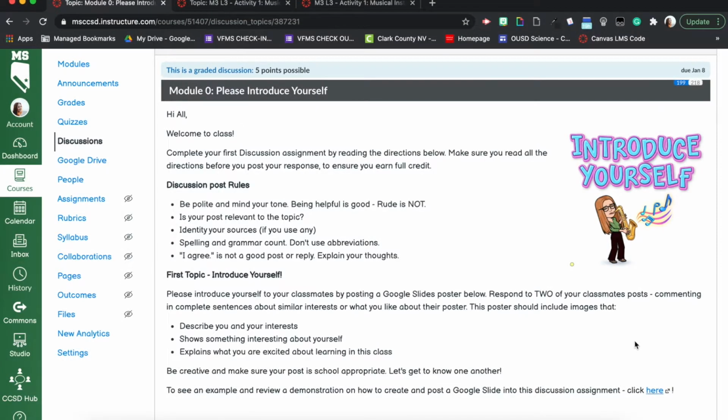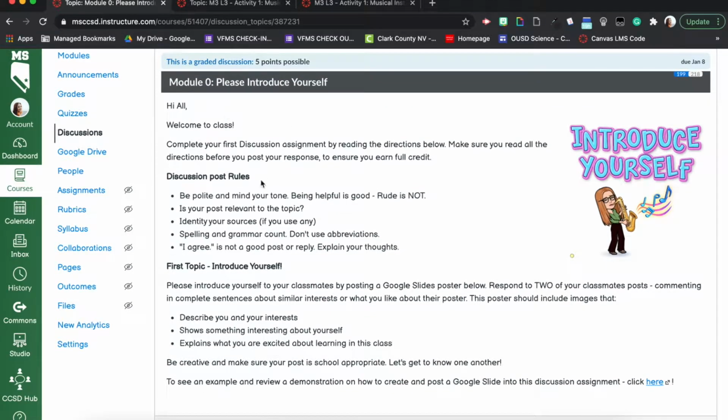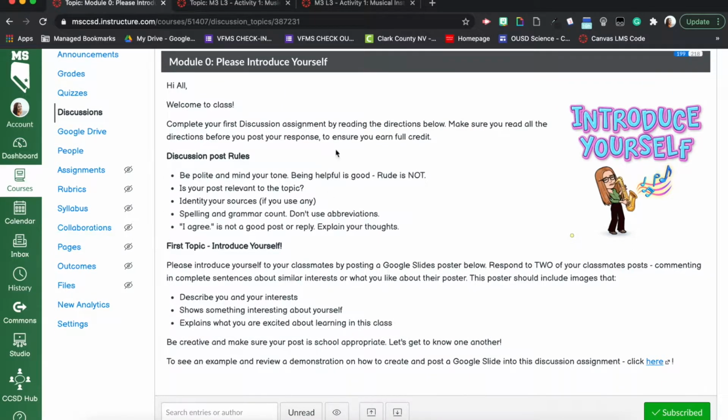Okay, so we are in my course now, and this is the first discussion, which is actually the first assignment that I have my students complete in Canvas. We have the Module 0, please introduce yourself assignment. Right here, I just have a little welcome message and a sentence saying, please read all of the directions. Here we have my discussion post rules, along the lines of what I showed you at the very end of the last video.